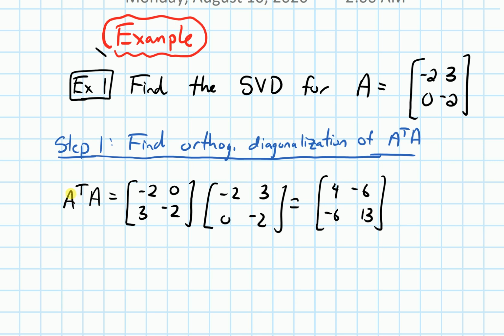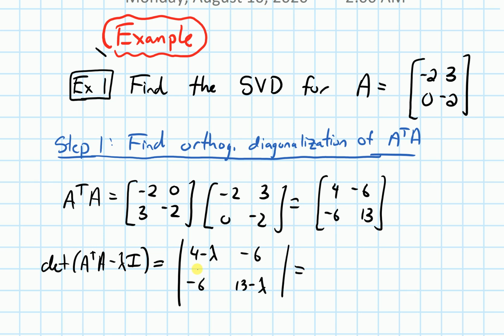So now let's find the eigenvalues. So let's look at the determinant of A transpose A minus lambda I. So that'll end up being the determinant of, subtract lambdas from the diagonal. So 4 minus lambda, 13 minus lambda, everything else stays the same. So negative 6, negative 6. And if we multiply these two diagonal entries, we will get lambda squared minus 13 lambda minus 4 lambda, so minus 17 lambda, and then plus 52. And then multiplying these two, we get 36. So we subtract 36.